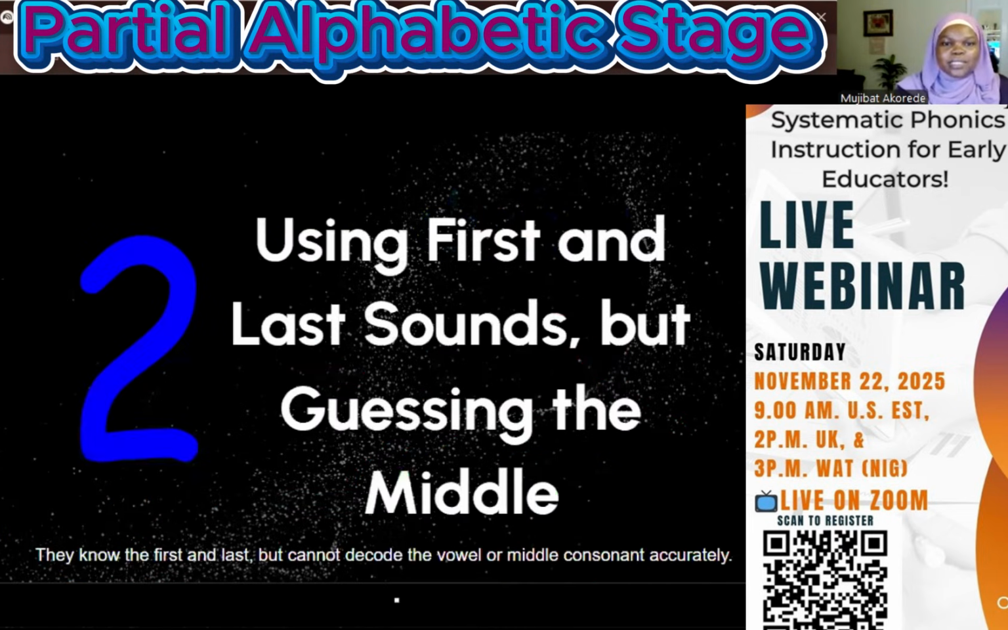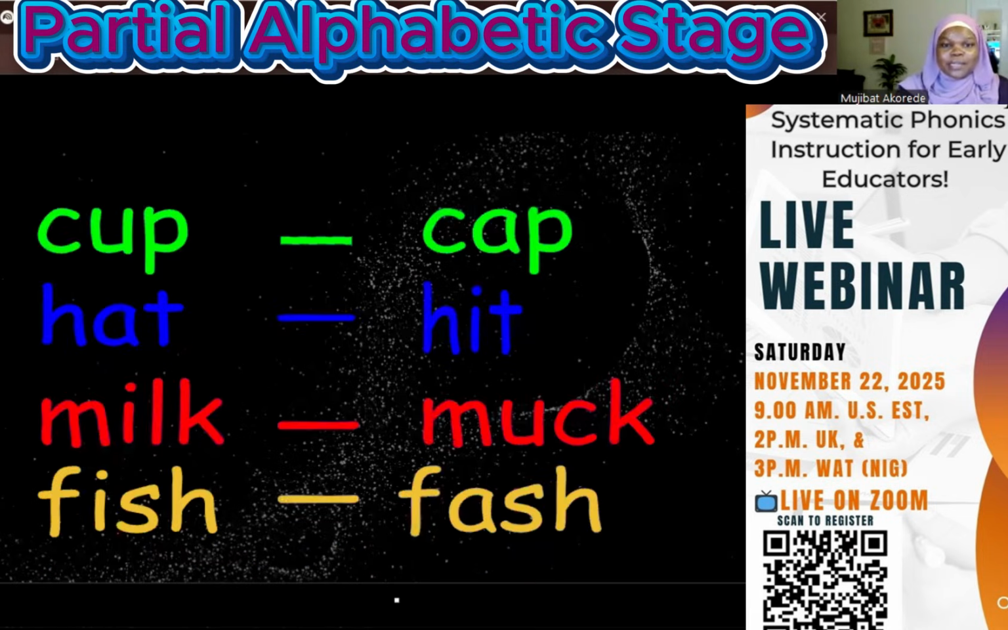The second example is using first and last sounds, but guessing the middle sounds. They know the first one, they are sure of the sound the first one is making, they are sure of the sound the last one is making, but they cannot decode the middle vowel. And here is an example. When they see cup, they can call it cap, up, cap. They don't understand the middle, but they know the beginning and the ending consonants.